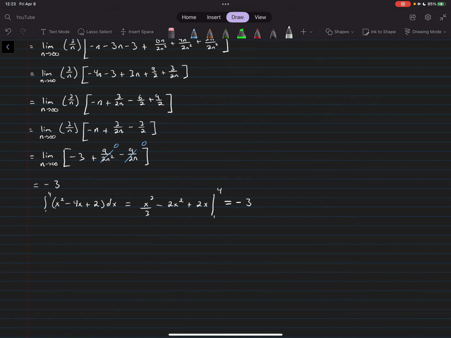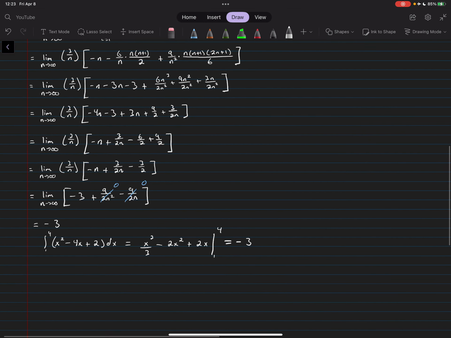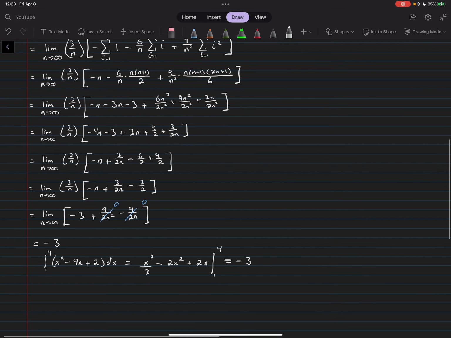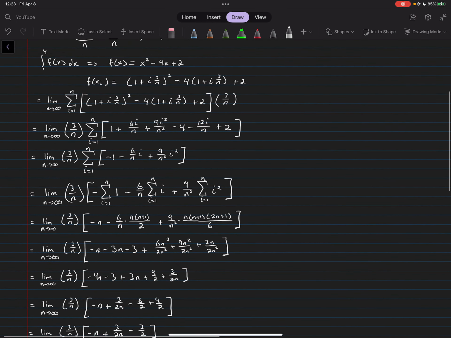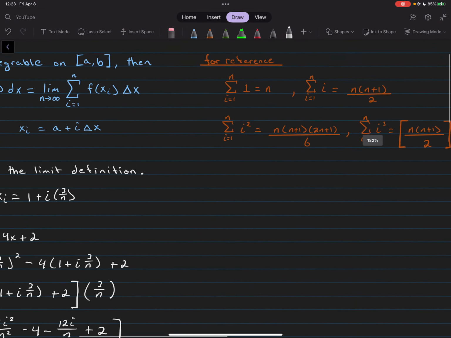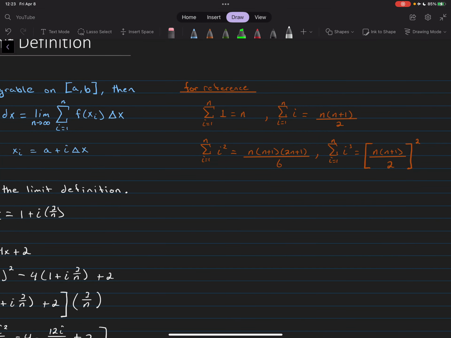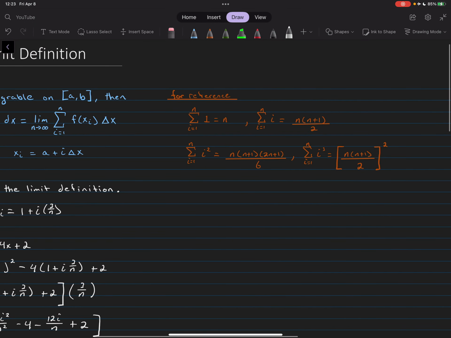So there you go. That's how you do a definite integral using the limit definition. And just remember that you're going to need these references for your sums of i, because this is not a complex i. I pulled these references for i and this theorem out of the Stewart Calculus 9th edition on page number 387 if you're interested.